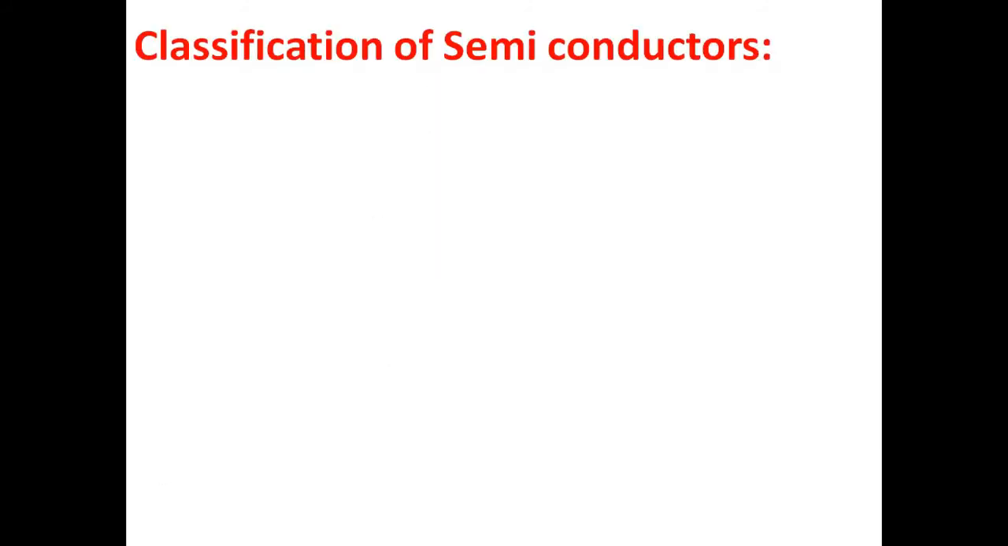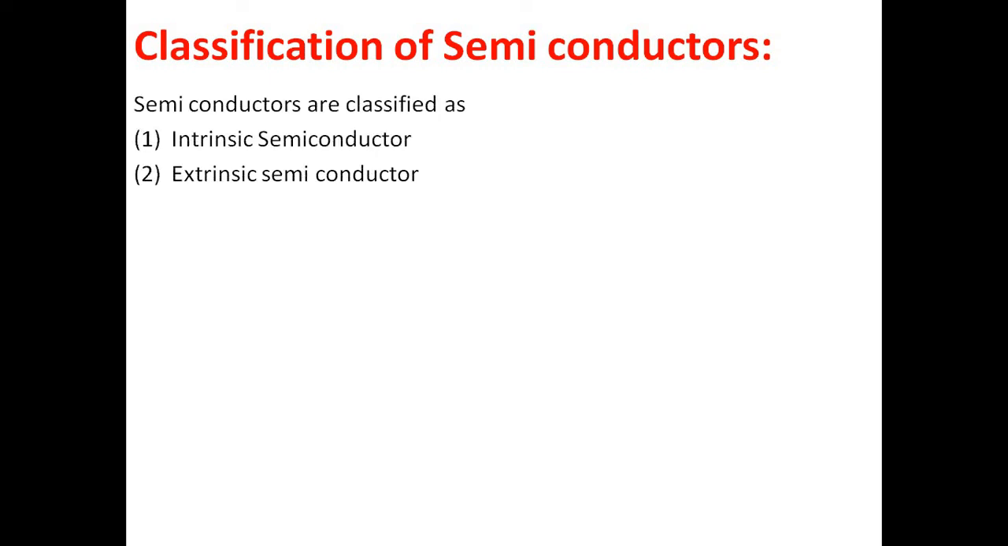Now, we move on to our next concept. Now we are confining ourselves, out of all the three types of materials, only to the semiconductors. Again, the semiconductors are classified into two types. One is called intrinsic semiconductor and the second one is called extrinsic semiconductor. Intrinsic semiconductor can also be named as pure semiconductor. Extrinsic semiconductor can also be named as impure semiconductor.